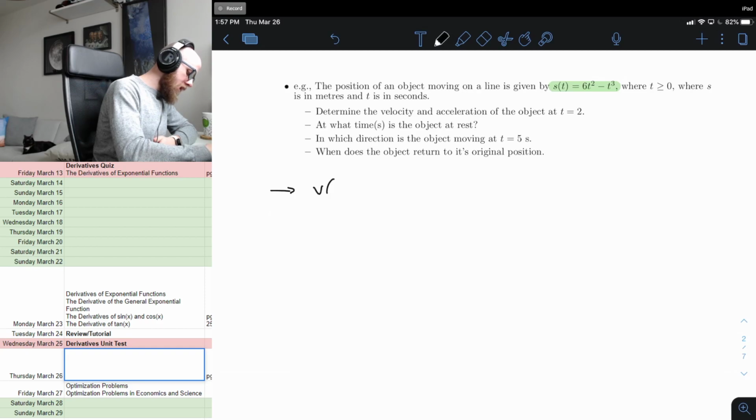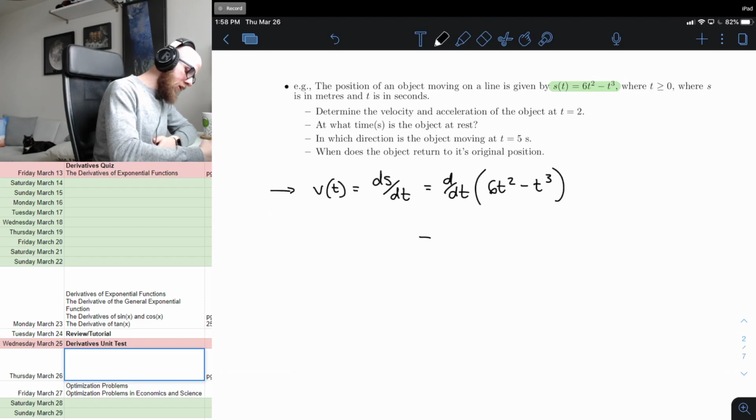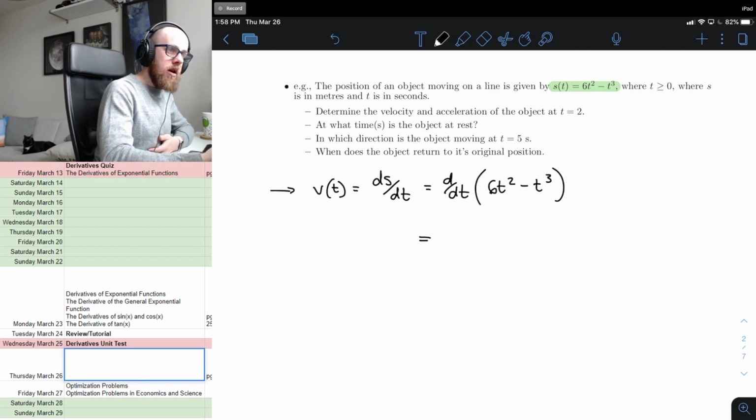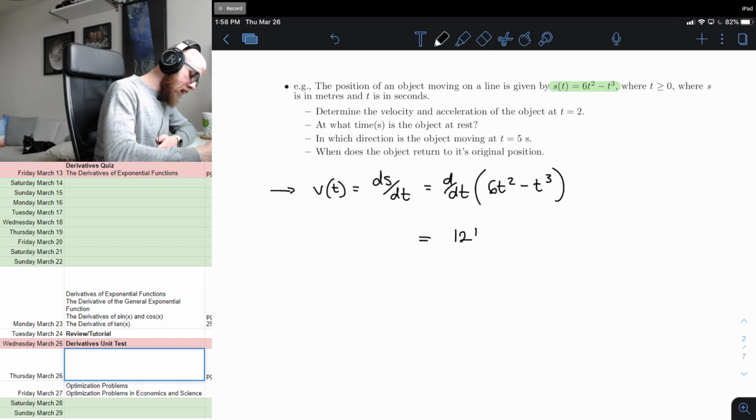So the velocity is given by the rate of change of position with time. So the derivative of 6t squared minus t cubed. Now I take the derivative, so this is just a basic polynomial, so I just use my power rule here. I bring the 2 down, so that gets me 12t to the power of 1, then minus 3t to the power of 2.